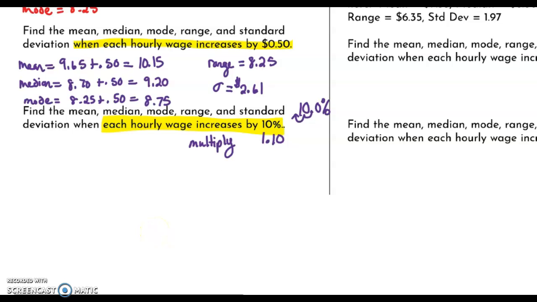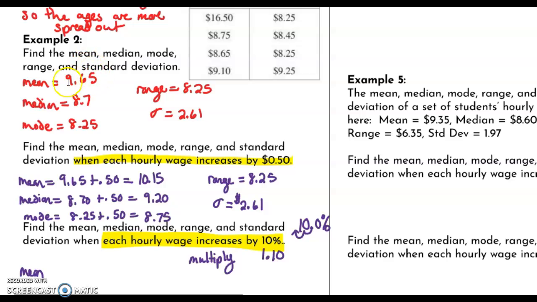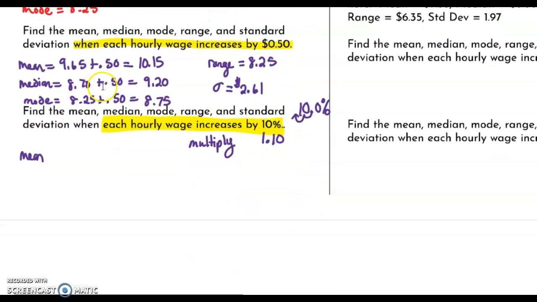So we're going to take the mean, the original mean, back up here, was 9.65. So we're going to take the 9.65 times 1.10. Now, you're getting an increase, so it should get bigger. So we type that in our calculator, and we get 10.62. So if you get a 10% increase to everybody, then the average also goes up 10%, which is $10.62 is the new average.